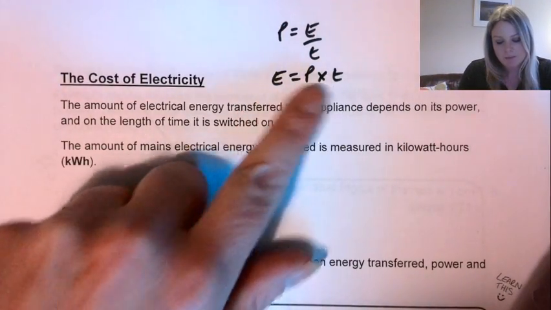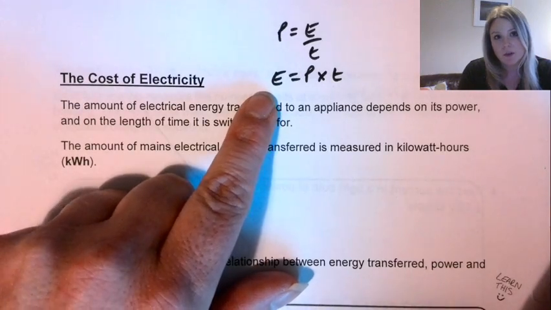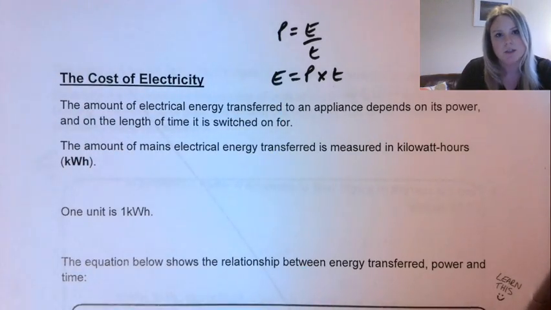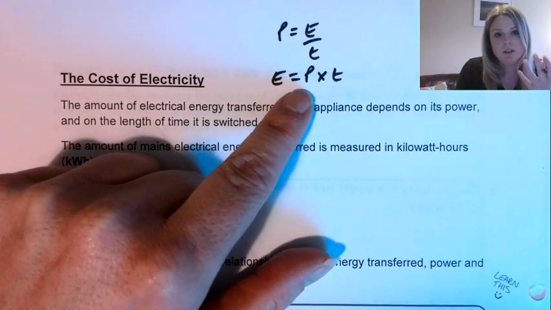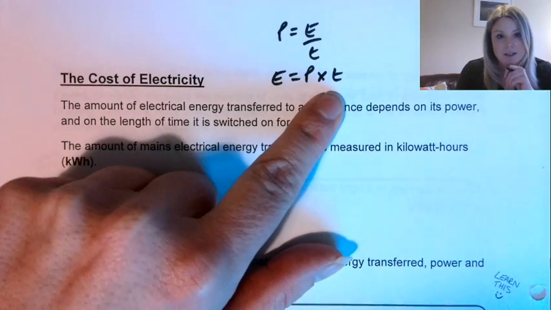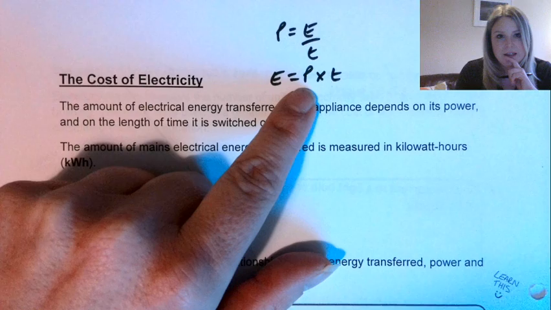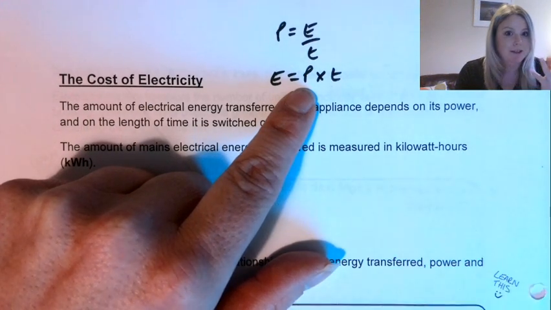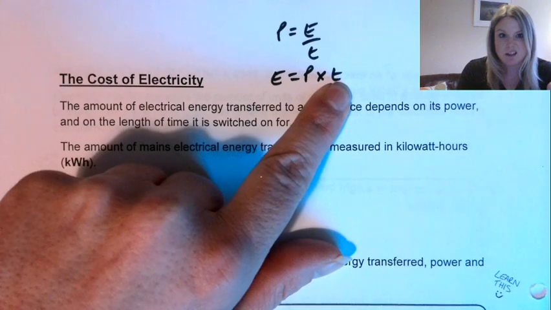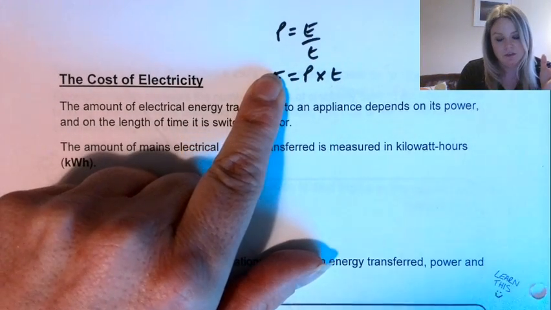Because of this, the amount of electrical energy that gets transferred to something is going to depend both on the power of the device and the time that it's left on for. So if you have a really powerful, really high wattage appliance, and it's on for ages and ages and ages, you're going to transfer a lot of energy.